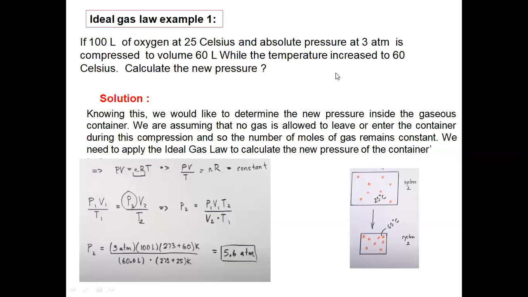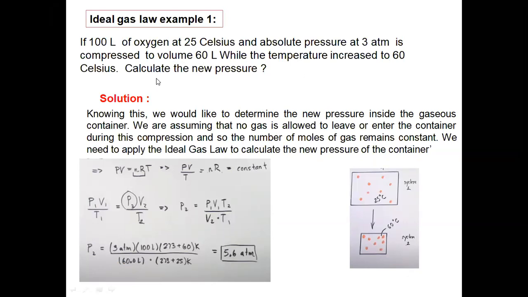Example 1: if we have 100 liters of oxygen at 25 Celsius and absolute pressure of 380 kPa, compressed to a volume of 60 liters, while the temperature increases to 60 Celsius, calculate the new pressure.